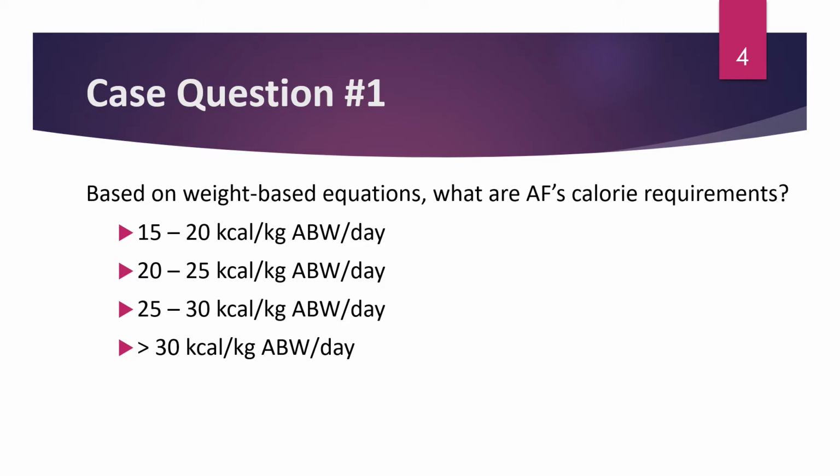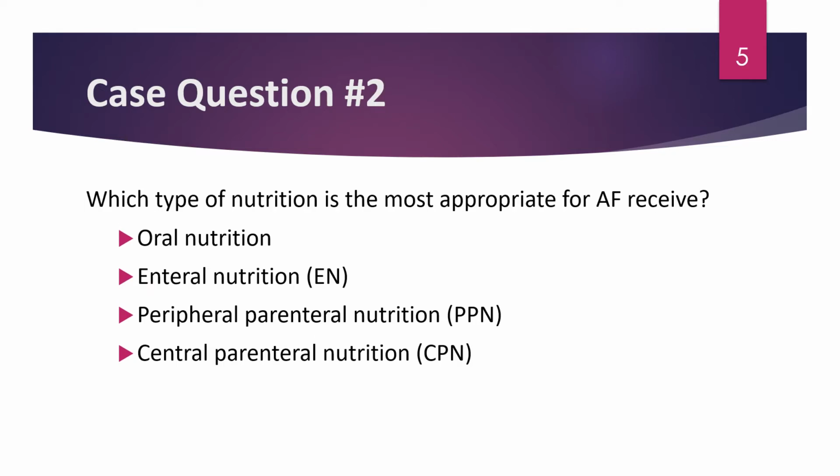15 to 20 kilocalories per kilo actual body weight daily, 20 to 25 kilocalories per kilo actual body weight daily, 25 to 30 kilocalories per kilo actual body weight daily, or greater than 30 kilocalories per kilo actual body weight daily. Which type of nutrition is most appropriate for the patient to receive? Oral nutrition, enteral nutrition via a mechanism such as tube feeding, peripheral parenteral nutrition or PPN, or central parenteral nutrition, CPN.